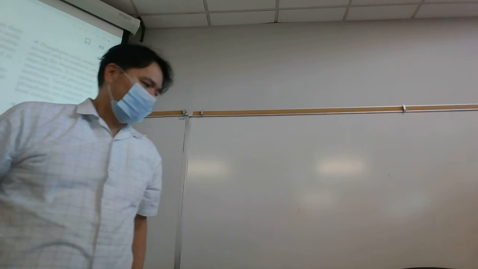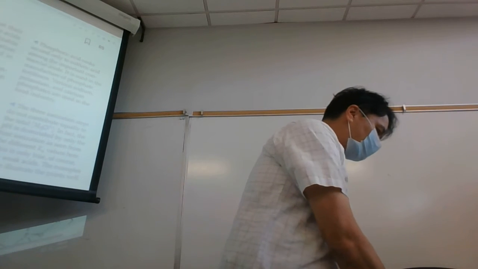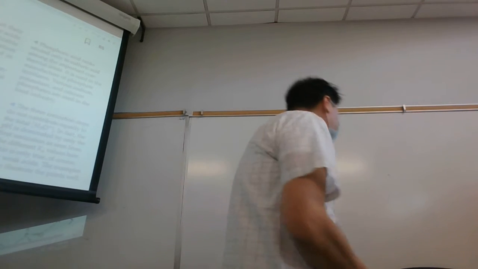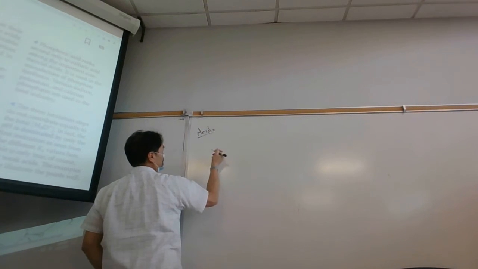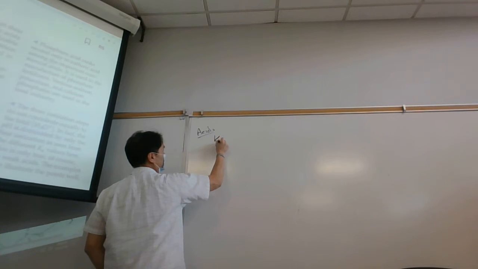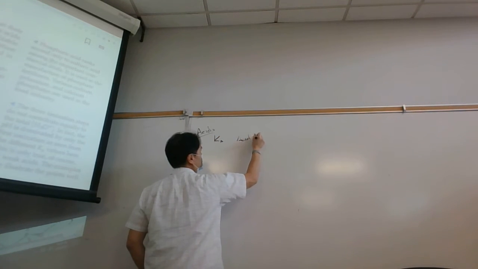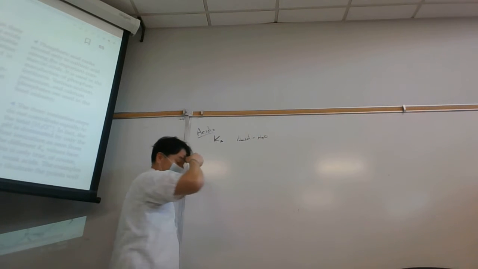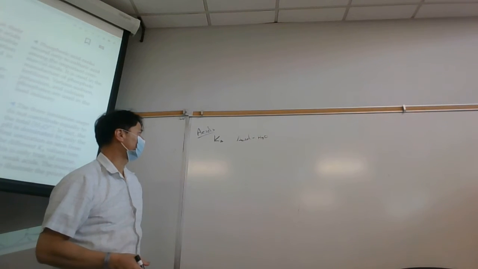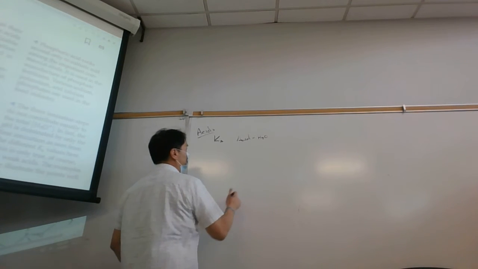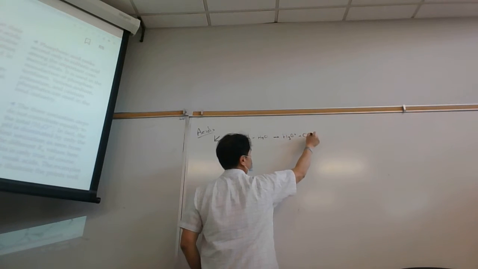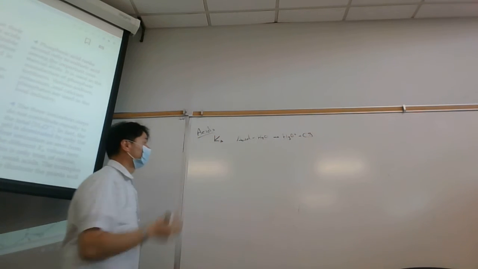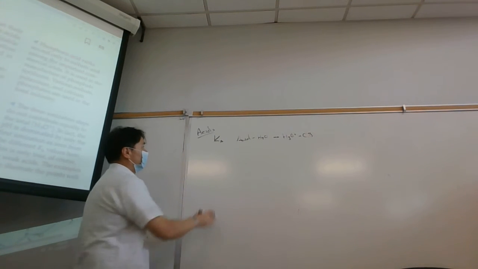All right, so when we're looking at acids, there are two different types of questions that you're going to have with acids. You look at Ka. Ka is acid plus water. Acid plus water yields hydronium plus conjugate base, which is called Cp, conjugate base of the acid. We do this one step at a time.